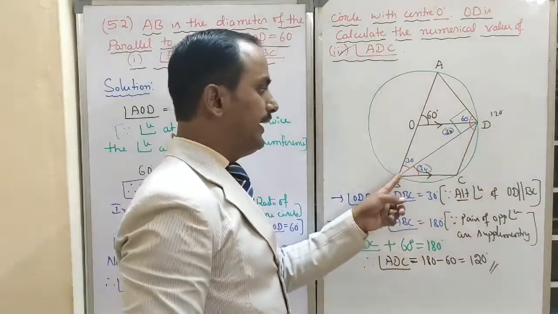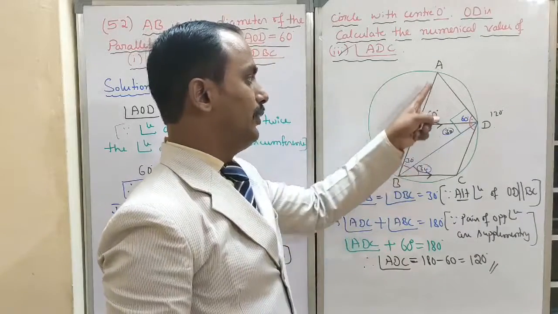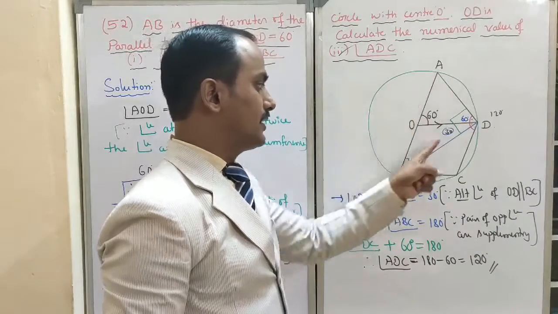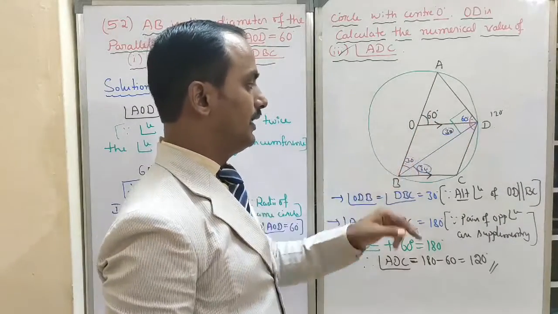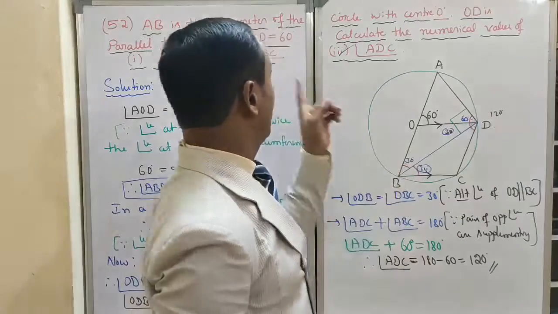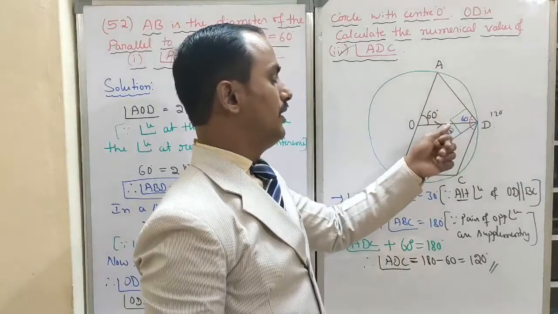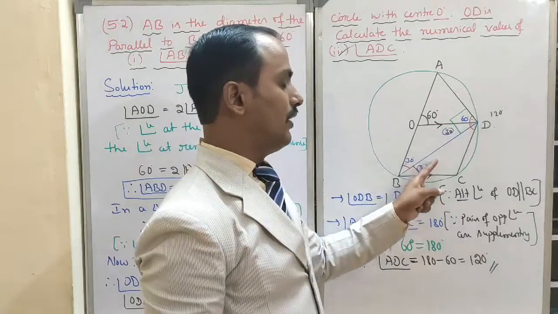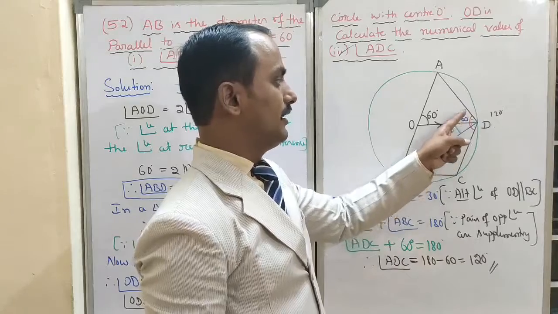First, what did I do? I joined the BD line. After joining the BD line, given data: angle AOD at the center is twice the angle at the remaining circumference. This angle, how much is there? Half of the angle will come. We found 30 degrees. Then after finding this, for the first angle I found it. Next, this one I found. Why? Because I want this angle. This value 1 means alternate angles.